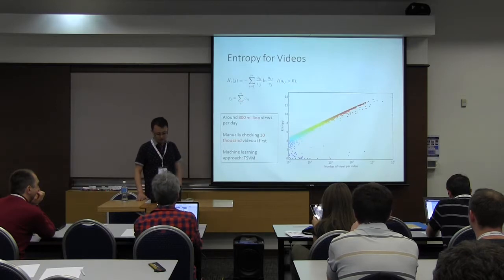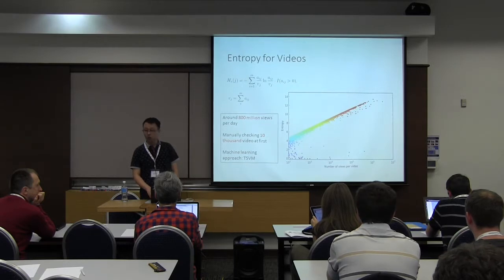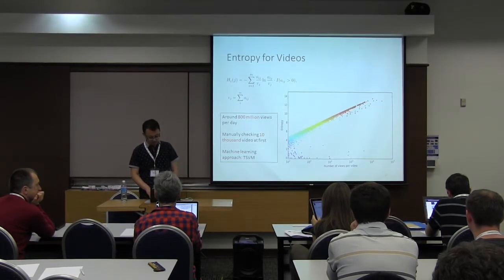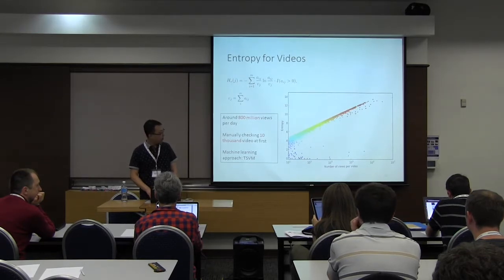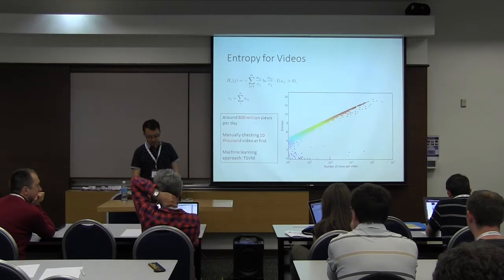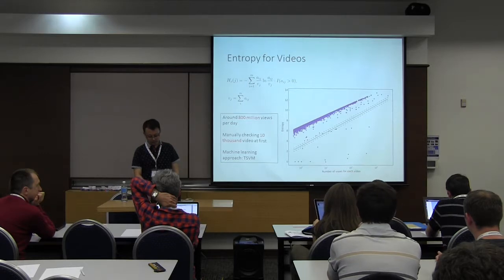In this equation, we first define the video entropy based on the IP size matrix, and plot all the video entropy values in this figure. Here, the x-axis is the view count, and the y-axis is the video's entropy value. We first manually check 10,000 videos, and then use the TSVM to classify all these videos. We believe the videos below the straight line are those affected by fake views.